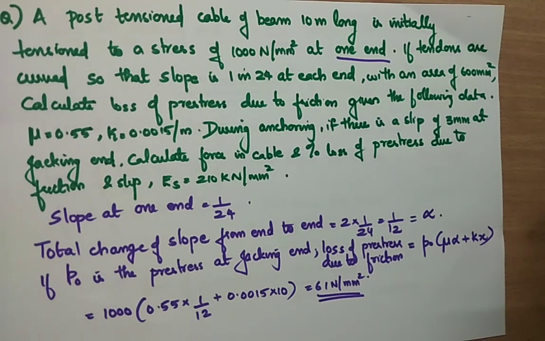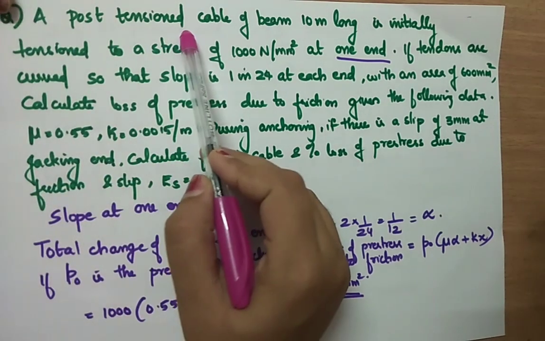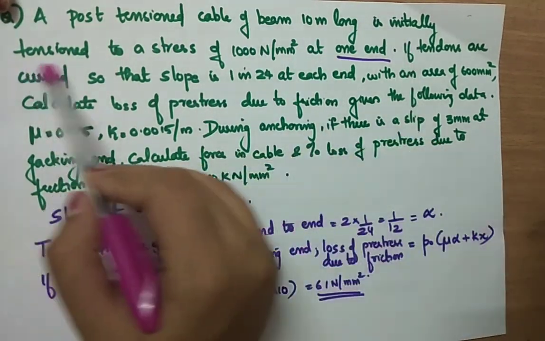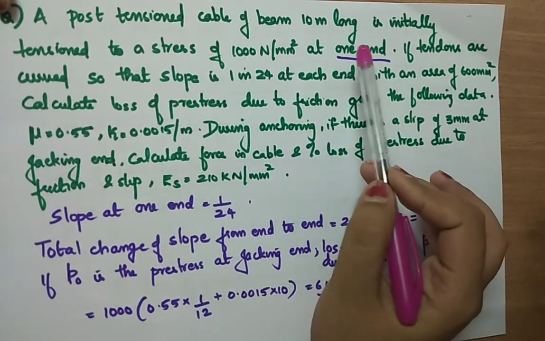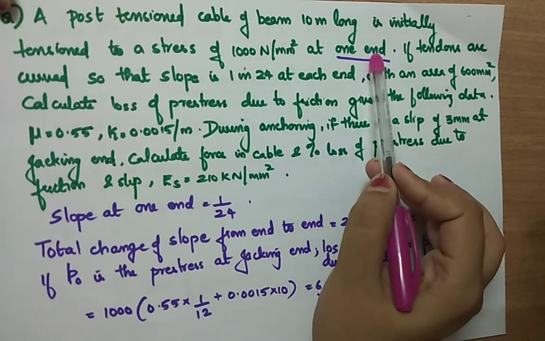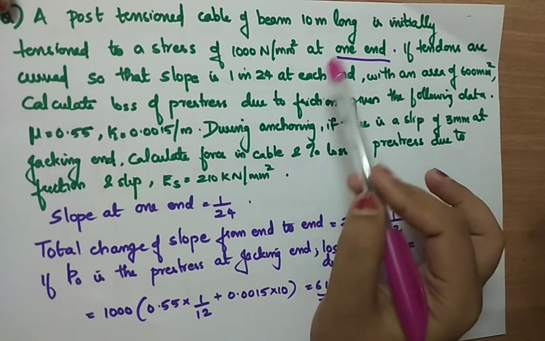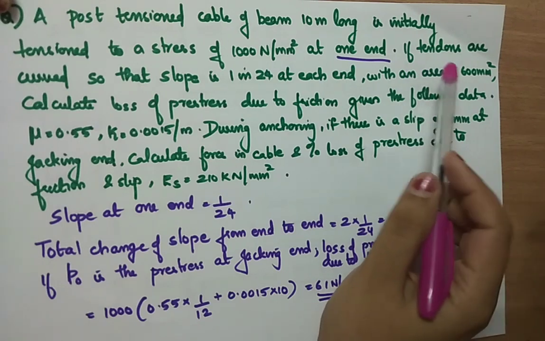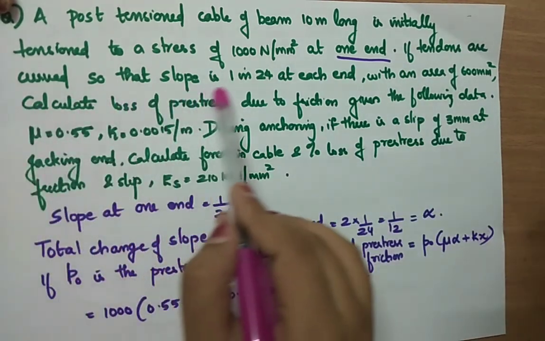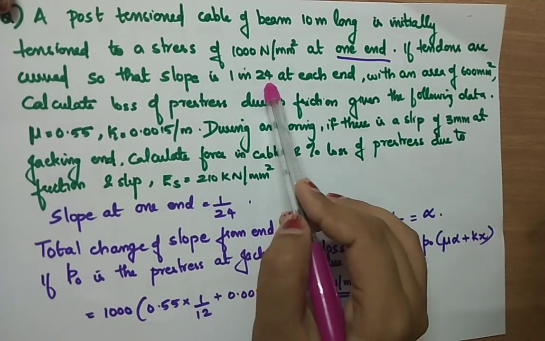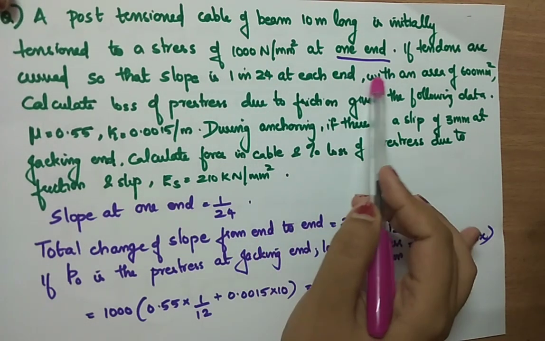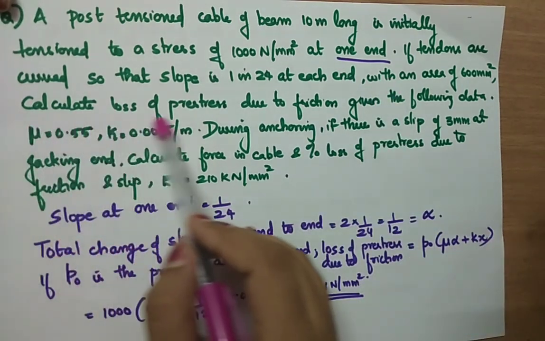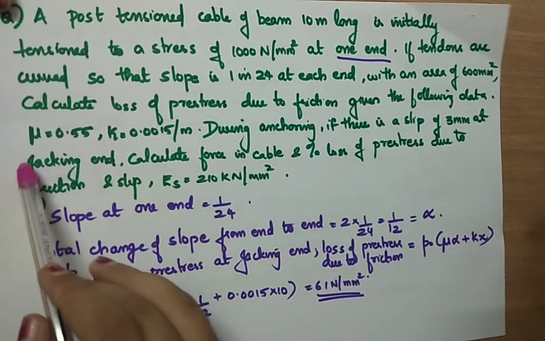Now let's do a loss of pre-stress problem in the case of friction and slip. A post-tension cable of beam 10 meter long is initially tensioned to a stress of 1000 Newton per mm square at one end. So stressed at one end means alpha is 2 alpha dash. If tendons are curved so that the slope is 1 in 24, that is alpha dash is 1 by 24, with an area of 600 mm square, calculate the loss of pre-stress due to friction given the following data.